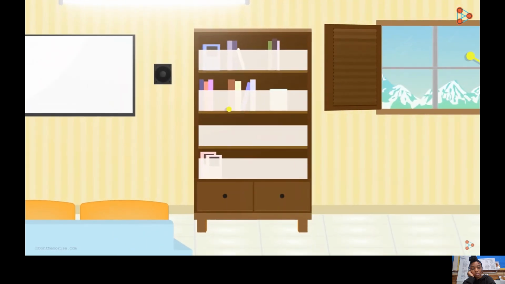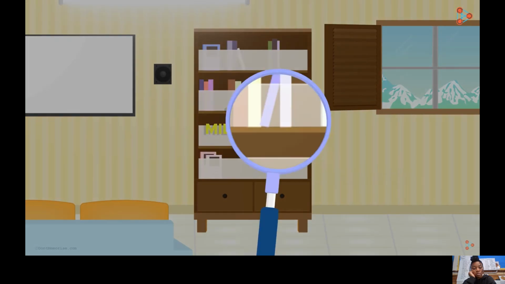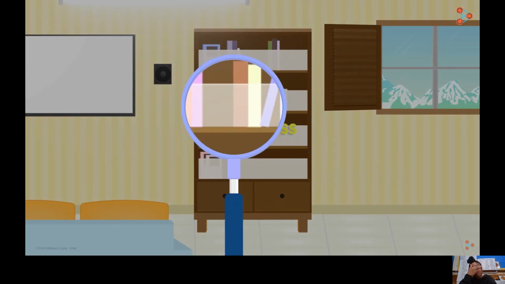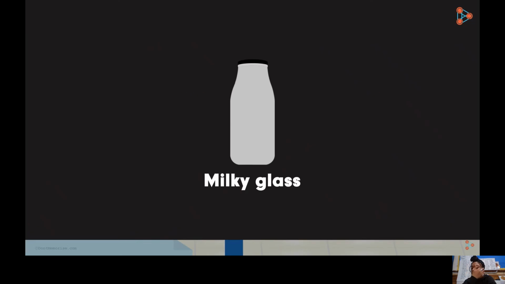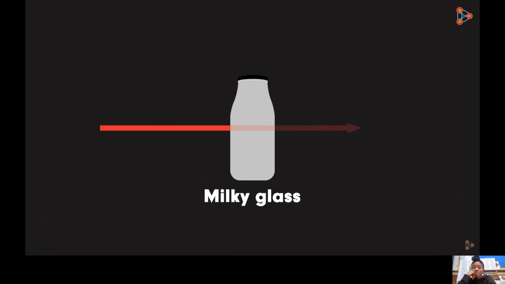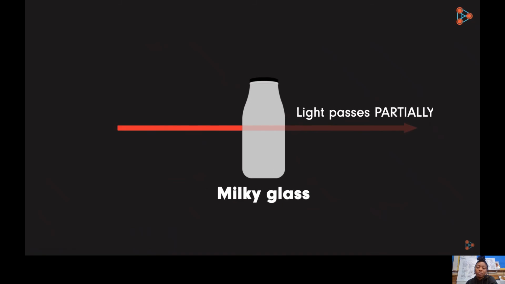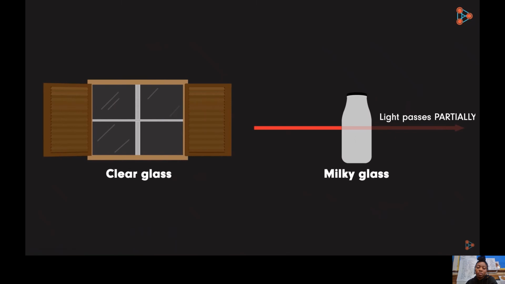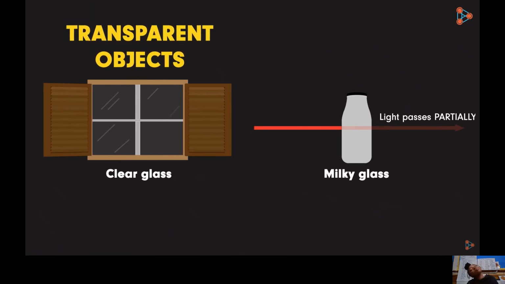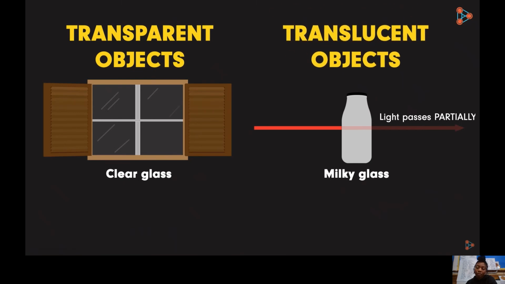Now look at this shelf which has a milky glass. Are we able to see what's inside? Well, we can't see the things clearly, but you do see something, right? You can probably guess that books are kept inside. Yes, milky glass allows light to pass through it, but only partially, and one can see some light coming through it. What is the difference between the two? While the objects like clear glass are called transparent objects, the objects which allow light to pass through it partially are called as translucent.